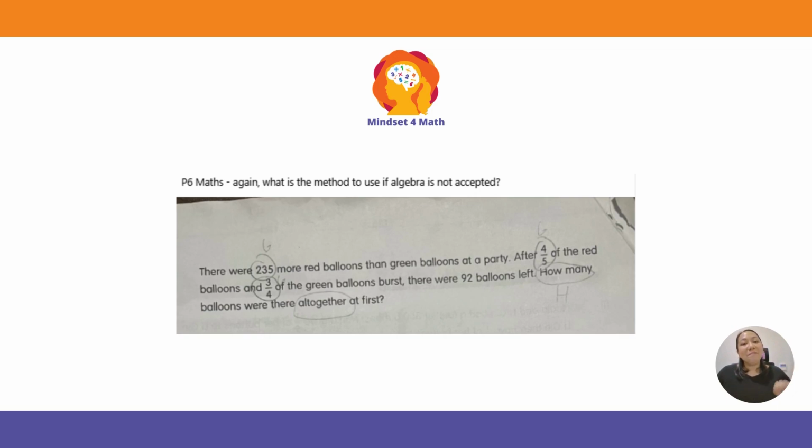Hi everyone, I'm back again to answer another question from a parent. This time it's from a grade 6 parent. The question is, what is the method that I can use if algebra is not accepted?